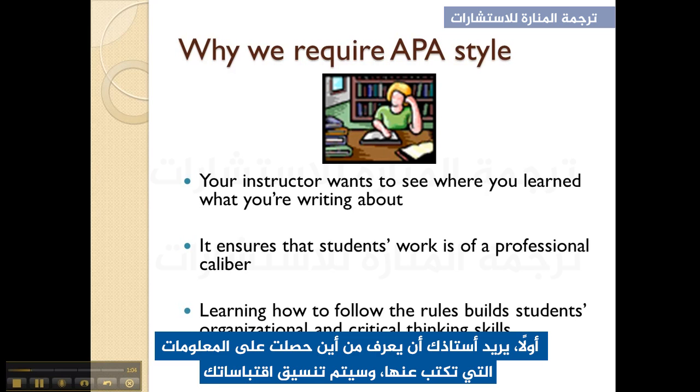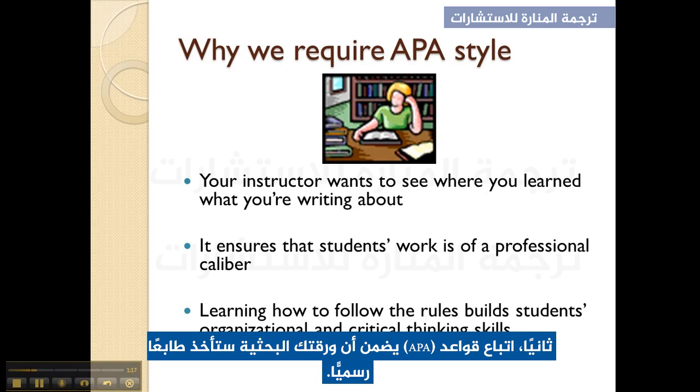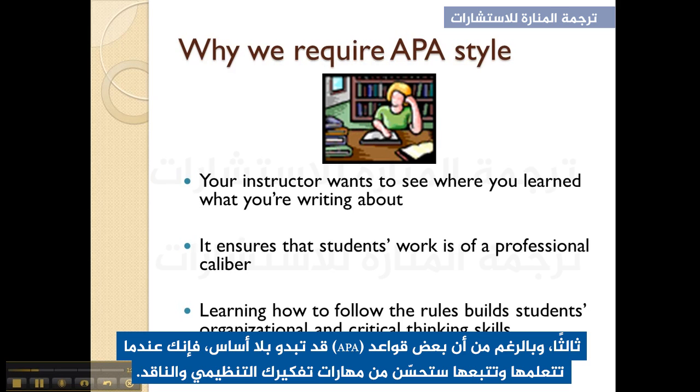First, your instructor needs to see where you've learned the information you're writing about in your paper. Your citations and your references will be structured in such a way that he or she can get a clear picture of how you went about your research at the library, and that's important. Secondly, following APA rules ensures that your paper will be of professional caliber. Third, even though some of the APA rules might seem baseless, by learning how to follow them, you will improve your organizational and critical thinking skills.